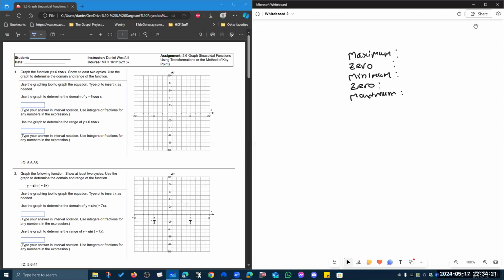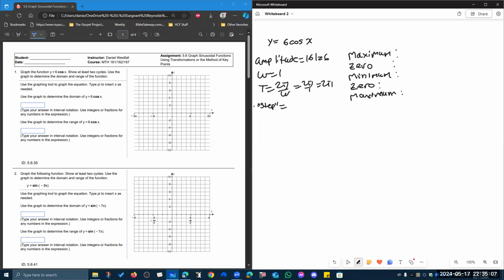So let's find our amplitude now. This is a cosine of 6, or a 6 cosine of x. Okay, so amplitude is equal to the absolute value of 6, which is 6. We have no omega, it's a 1 there, so my period is 2 pi over omega, 2 pi over 1, which is 2 pi.